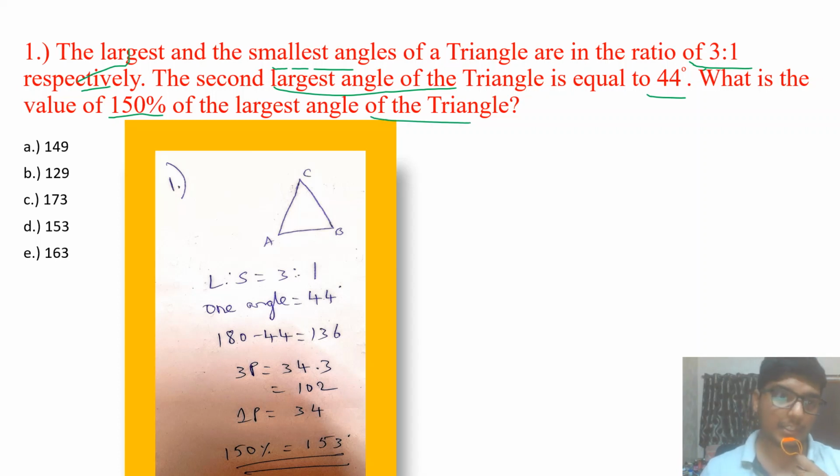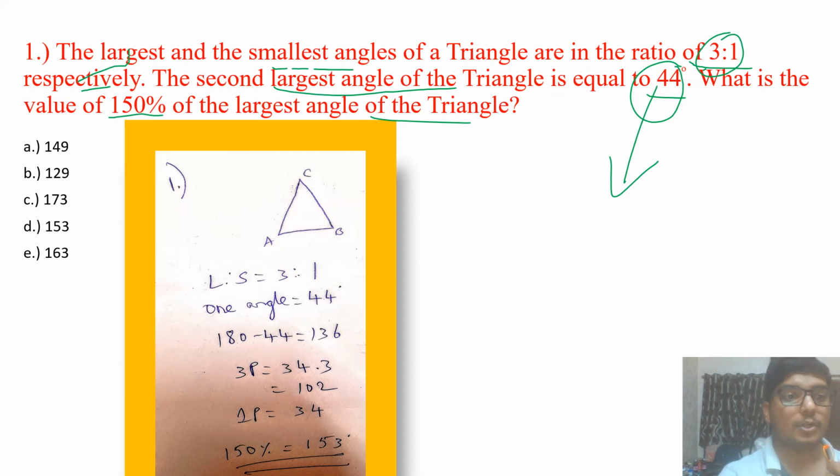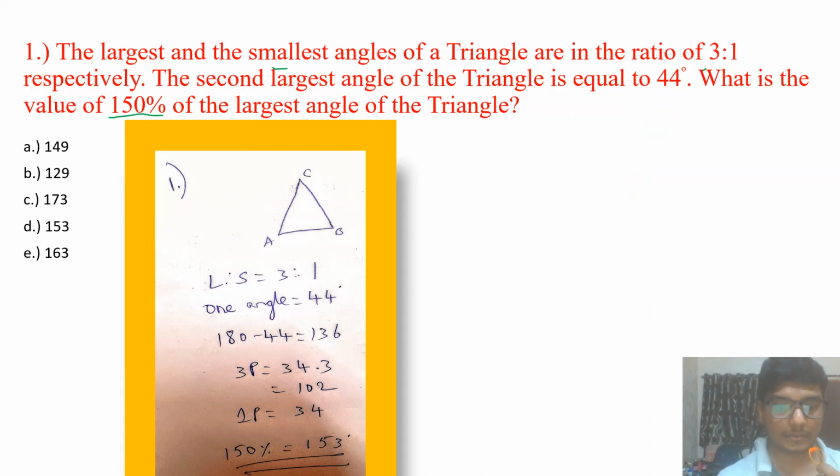The meaning of the question is, they have given the ratio of the largest and smallest angles of the triangle, that is 3 to 1. They have also given one angle. Among three angles, they have given the value of one angle, that is 44 degrees. And now they are asking us to find out the 150 percent of the largest angle among all the three angles of the triangle. Let's get started with the solution.